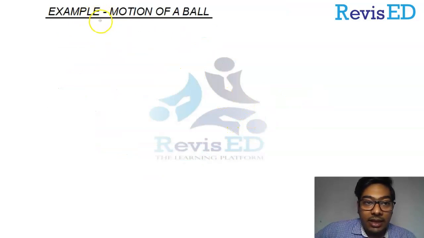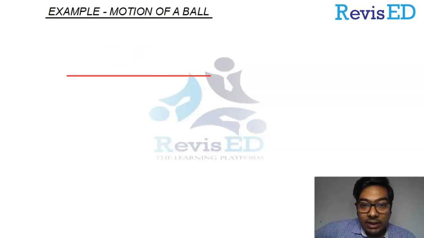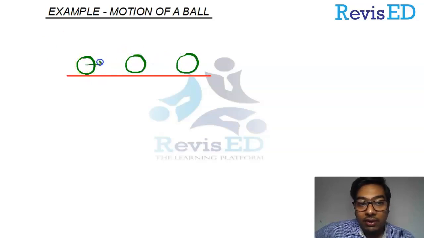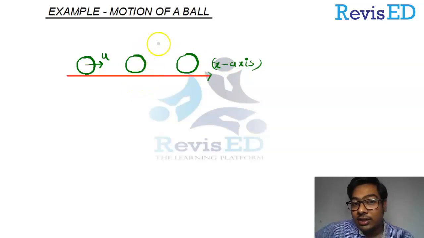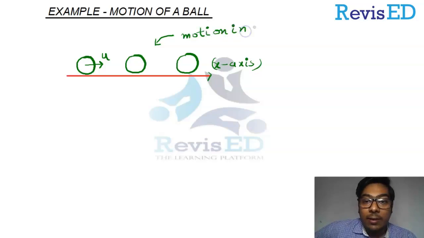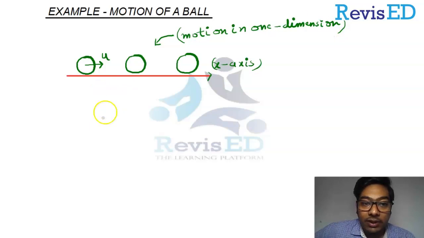So let us understand an example: motion of a ball. Let us take a straight line and assume it as the x-axis. Let us draw the ball first. These are the different positions of the ball at different intervals of time. Let the velocity of the ball be u. This ball is moving along the x-axis and it is not changing its direction. So it is moving along a straight line. This is an example of motion in one dimension. Let me write it as motion in one dimension.